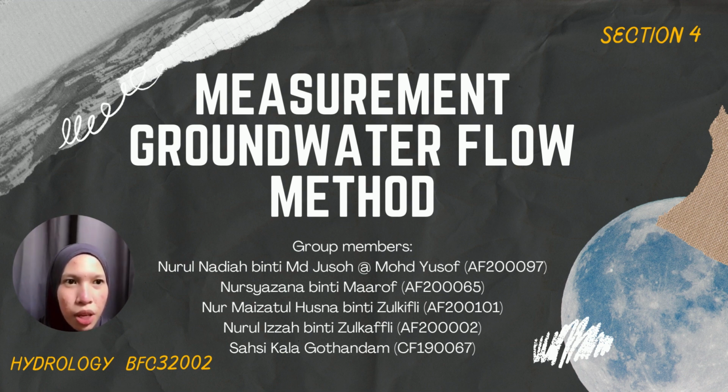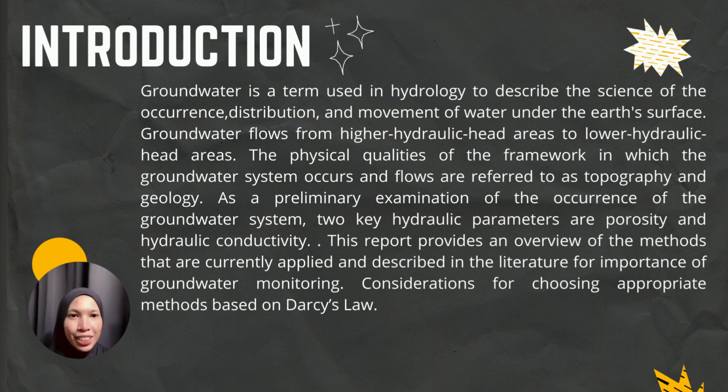We are presenting about measurement groundwater flow method. For the introduction, groundwater is a term used in hydrology to describe the science of occurrence, distribution, and movement of water under Earth's surface. Groundwater flows from higher hydraulic head areas to lower hydraulic head areas. The physical qualities of the framework in which the groundwater system occurs and flows are referred to as topography and geology, as a preliminary examination of the occurrence of the groundwater system.